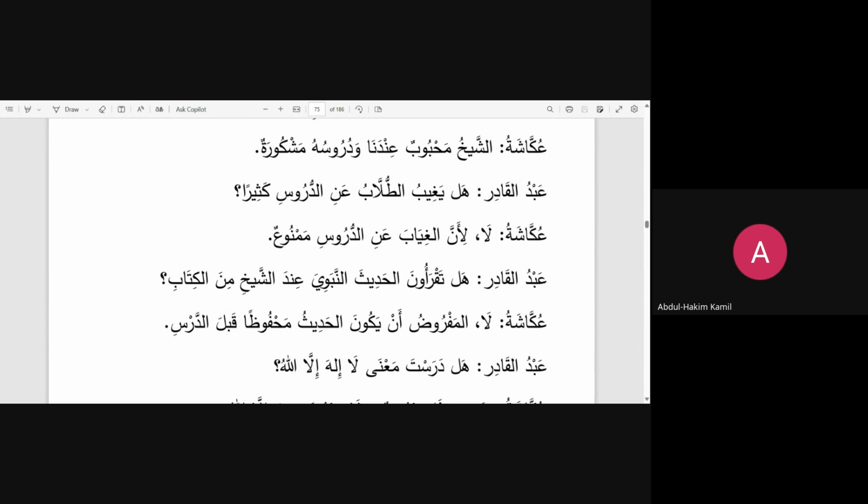Al-mafrood, that's the way that something should be. Al-mafrood an yakun al-hadith mahfuzan qabl al-das. That which is obligated, or that which is necessary, is that the hadith is memorized before the class. Y'all with us? And you'll see that in this sentence it has two ism maf'ul. Not just called maf'ul, it's called ism maf'ul. Al-mafrud wa mahfuz. So let's finish this up.